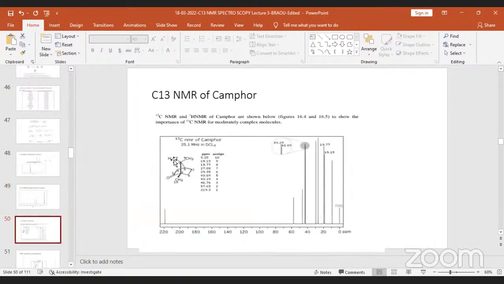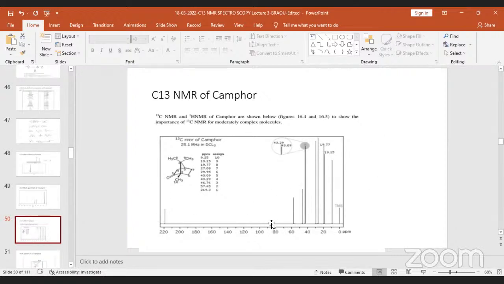Just for reference, camphor. See, all are non-equivalent carbons only. C13 NMR of camphor is given for reference. So all are non-equivalent carbons only, therefore all carbons are appearing as singlets. Only these two, C9, which are very close, 43.29, C3 and C4, 4 and 5, right? They are very close, that's all. It's just for reference I am giving you. So that is how normal C13 NMR looks like.